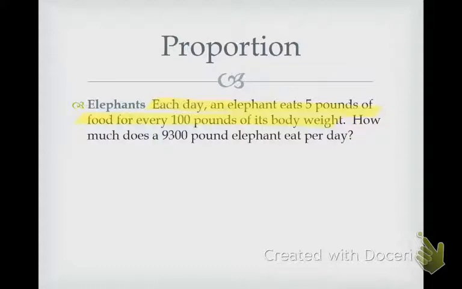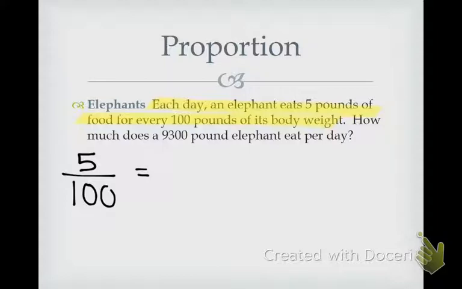A comparison between the pounds of food to the pounds of body weight, Janie? 5 over 100. Okay, or I could do 100 over 5, right? It's still a comparison, and it doesn't matter. So half of you might choose 5 over 100, the other half 100 over 5, and both of them would be correct, as long as your second ratio is written comparing the same thing top and bottom. So in the first ratio, I did food over body weight. Everybody agree? 5 pounds of food over 100 pounds of body weight.